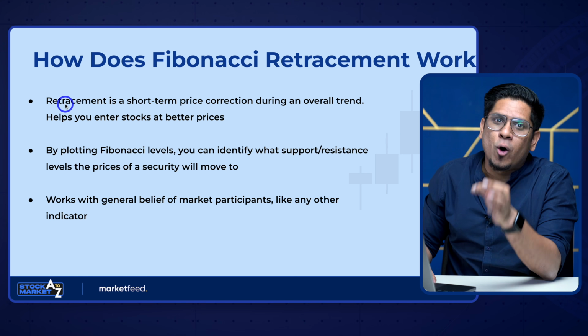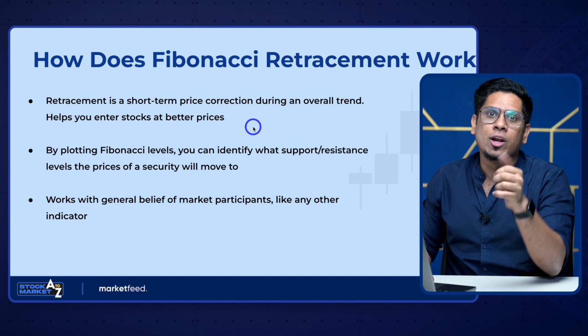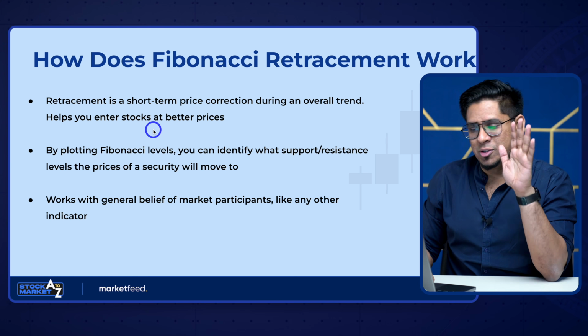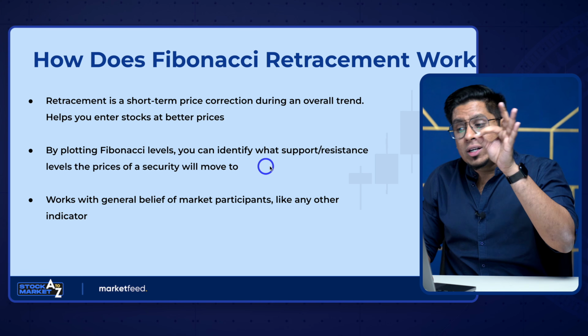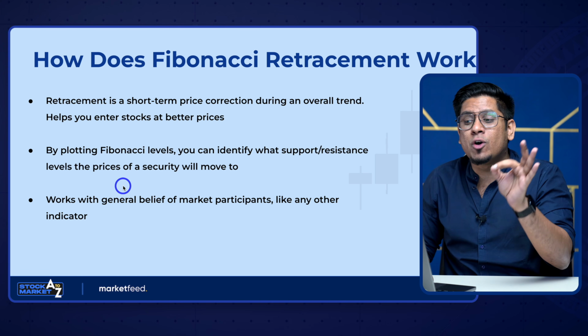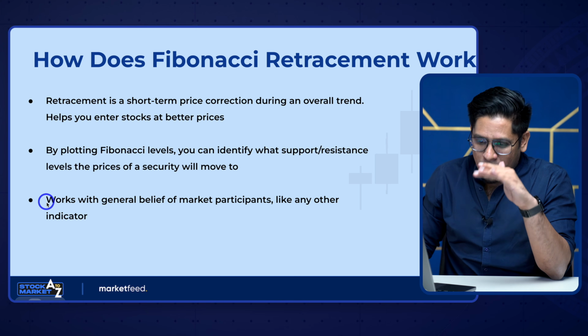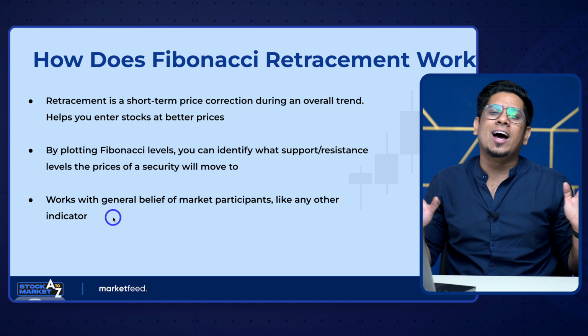Anyways, let's read the points written here. Point number 1 is retracement is a short-term price correction during an overall trend. Understood. And it helps you enter stocks at a better price. Understood. The next point here is, by plotting Fibonacci levels, you can identify what support or resistance levels the prices of a security will move to. Understood, right? That's exactly what we discussed. And the final point here is that it works with the general belief of market participants, like any other indicator.